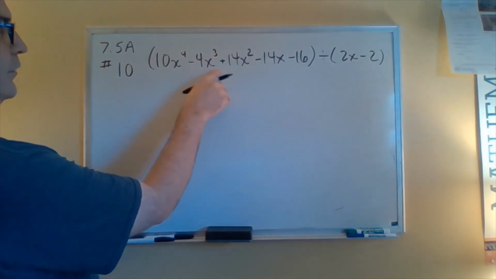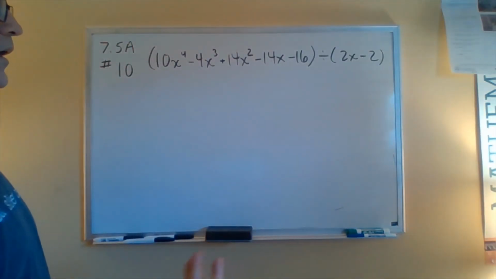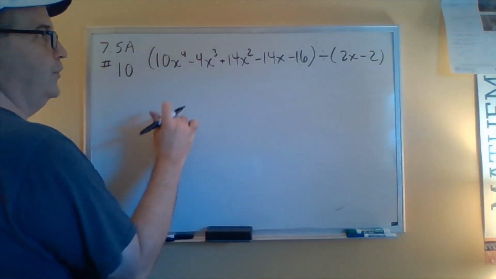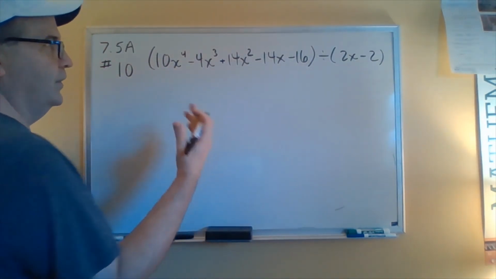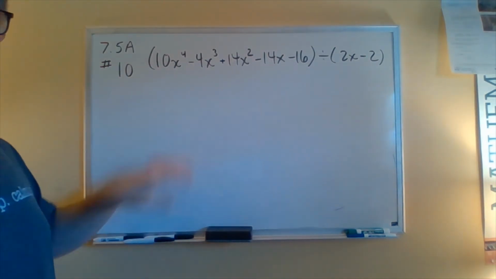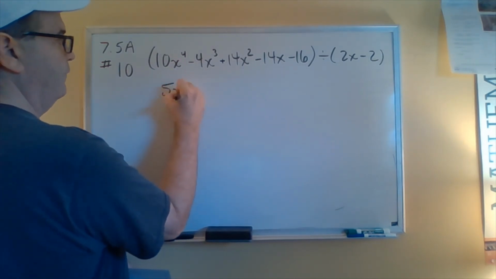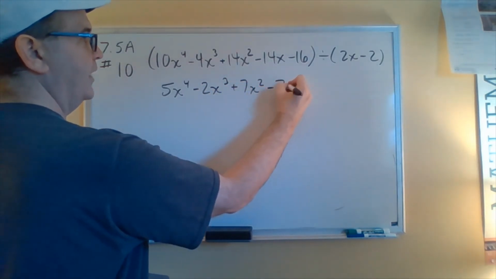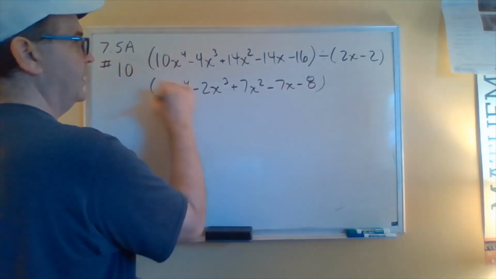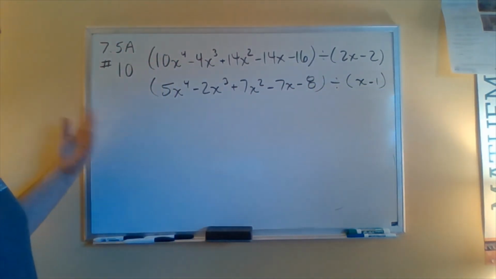And looking at 10, negative 4, 14, negative 14, negative 16, 2, and negative 2, there is a common factor, and that common factor is 2. So let's divide all our coefficients by 2. If we do it to both the dividend and the divisor, it's okay, we can do that. And it's nice that it makes smaller numbers, so when we get into our synthetic division, our arithmetic is easier. So dividing all our coefficients by 2, we'll get 5x to the fourth minus 2x cubed plus 7x squared minus 7x minus 8. We're going to divide that now by x minus 1. So all I did was divide all of our coefficients and our two constants by 2.